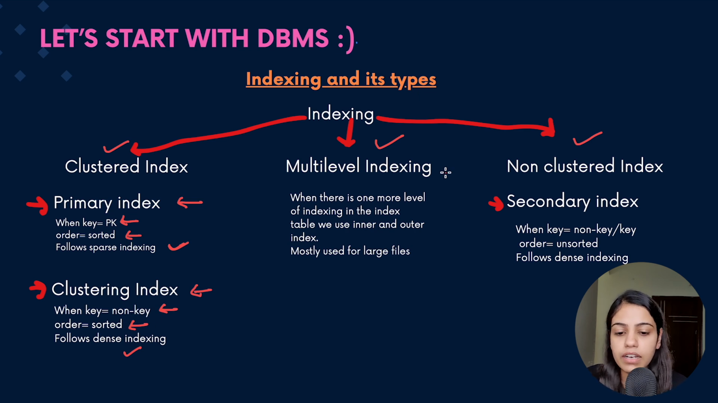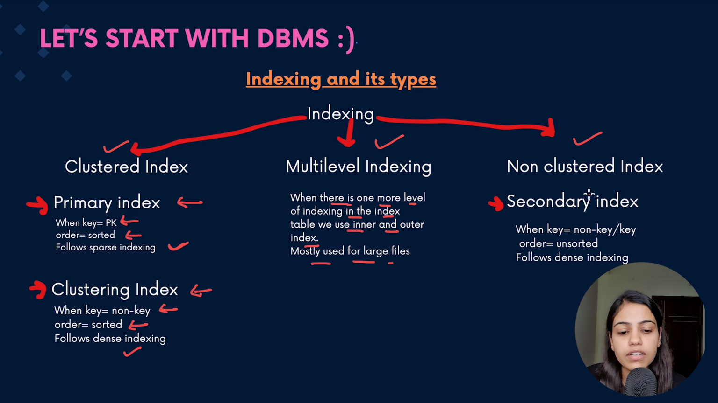Now coming to multi-level indexing. Whenever there is one more level of indexing on the index table, we use inner and outer indexes. Whenever our database is so large or so huge, the index table also becomes bombarded with entries. So we perform one more level of indexing there. We will be learning about multi-level indexing in the next couple of slides. It is mostly used for large files.